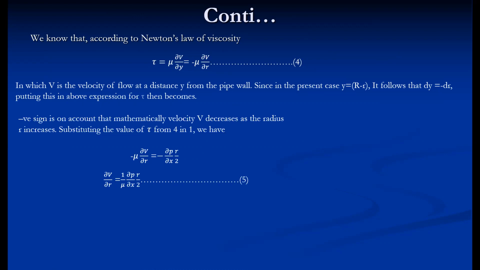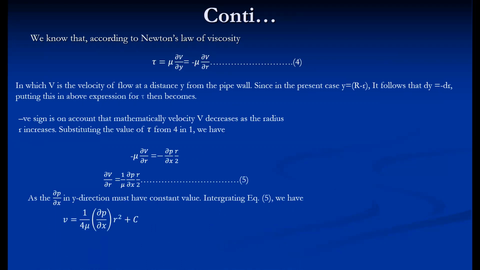So here we continue with the analytical approach. If we integrate this equation, velocity is a function of only r. So ∂p by ∂x along the y direction is constant. So equation 5 becomes v is equal to 1 upon 4 mu. The integration of r is r square by 2. So it becomes 1 upon 4 mu ∂p by ∂x into r square by 2 plus c.